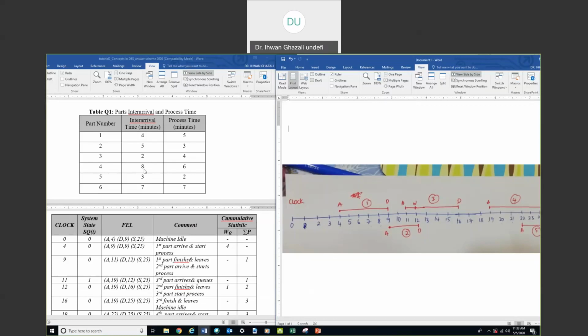Part number 4 inter-arrival is 8, so you need to calculate it from this timeline, starting from 11. 1, 2, 3, 5, 6, 7, and 8. Okay. Now the arrival for feature for part number 4 is 19 in this timeline.